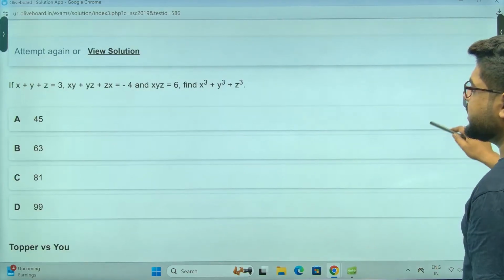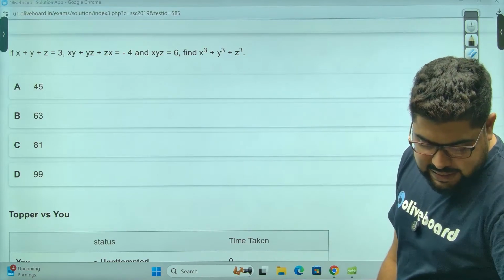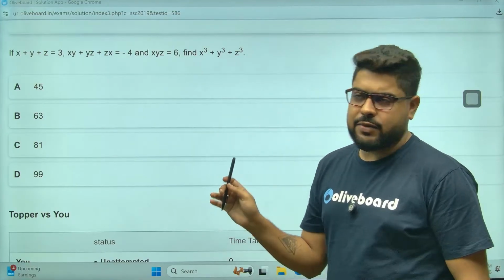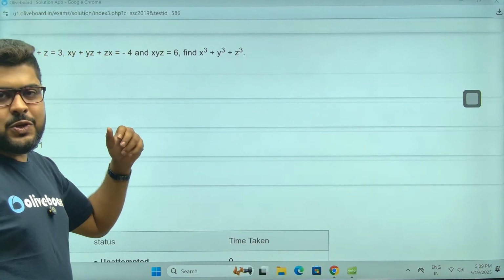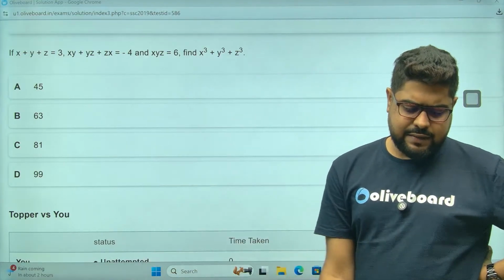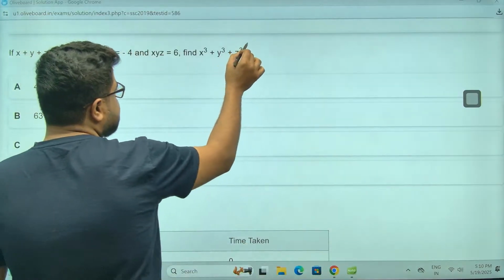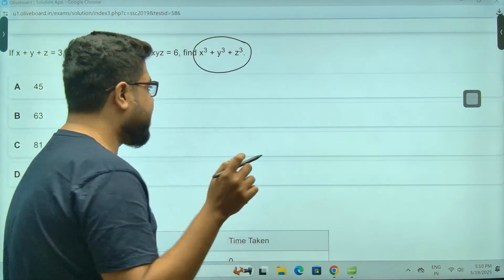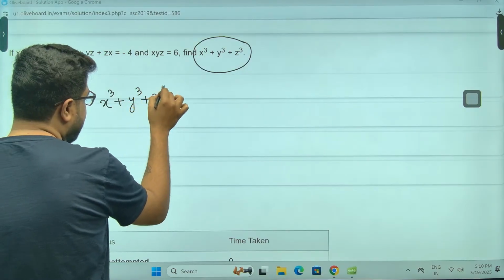Next one, sir. Again, a cube plus b cube plus c cube minus 3abc formula. Again, there are many approaches to this question. First things first, value putting will not work. You cannot do it by value putting because multiple equations have been given, 3 equations. To figure out values which will satisfy all 3 equations is very, very difficult. So whenever they are asking you cube, cube, cube, we only have one form: x cube plus y cube plus z cube minus 3xyz.